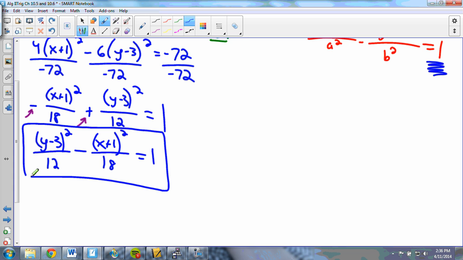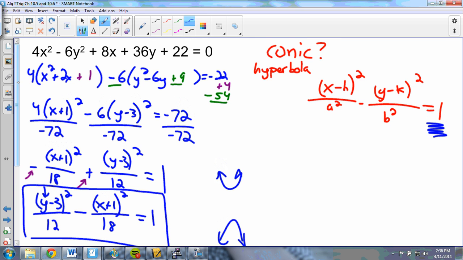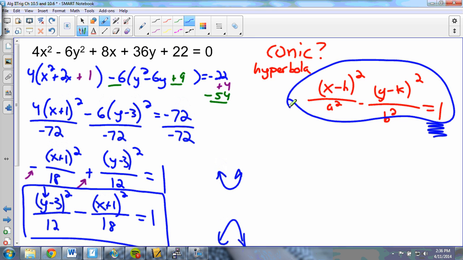The center would be at (-1, 3). I would travel up and down root 12 units and left and right root 18 units. And then this is going to be a hyperbola that opens up and down. I know that because the y value came first. Now I know that's not how this one looked. This one looked like an x minus h when I started, and that's not how it ended. That's because I just drew that up there to give me an idea of how I wanted this to finish, without actually knowing how it's going to finish.